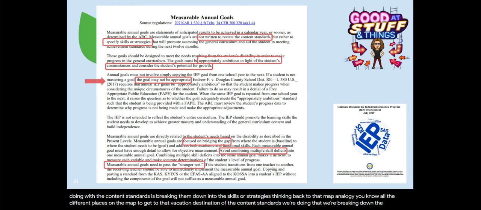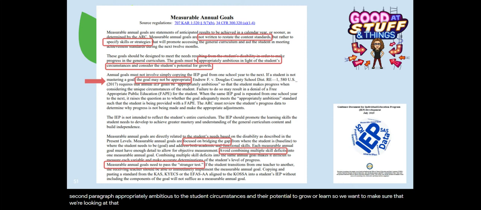We're doing that. We're breaking down the content standards into skills and strategies and marking where our student is along the path with data. We know that the goals have to be, in that second paragraph, appropriately ambitious in light of the student's circumstances and their potential to grow or learn. So we want to make sure that we're looking at that appropriate growth, and that needs to be a percent or a number that says if Sarah is at 20 words per minute at the beginning of the year, given her ability to learn, her current circumstances, I think that this is an appropriate growth goal for her.